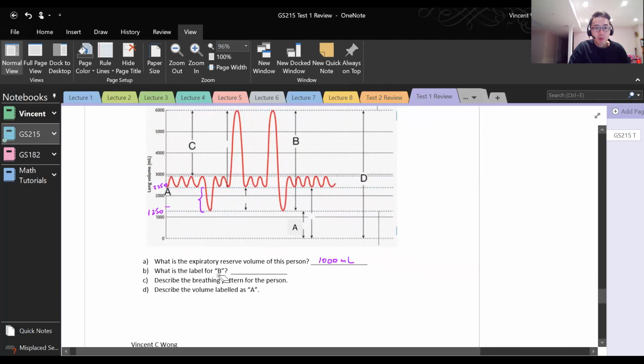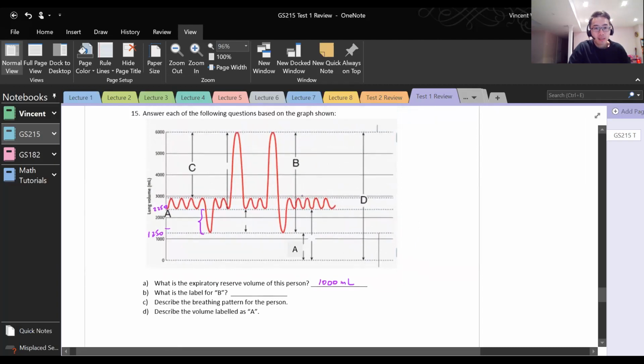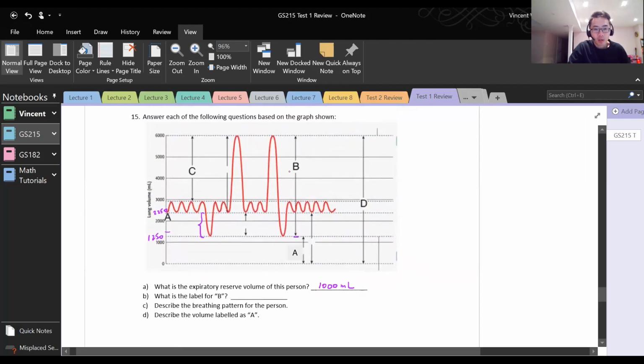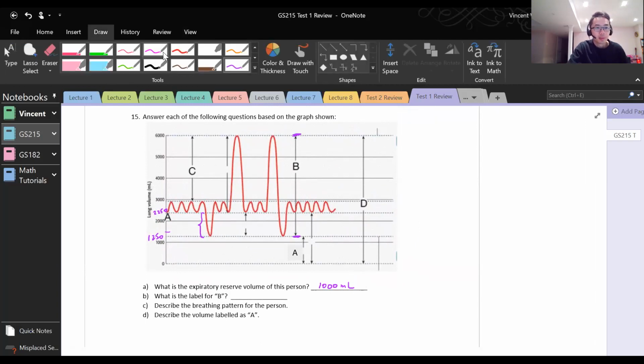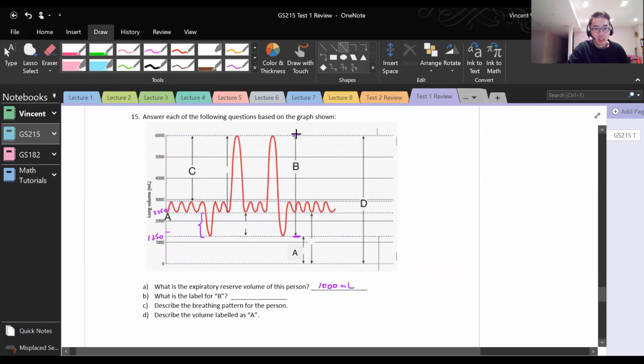What is the label for B? Okay, what is B? Anybody from this point all the way to this point? What do we call that? Anybody remember what this is called? That is your vital capacity. That's correct. Thank you. So vital capacity.